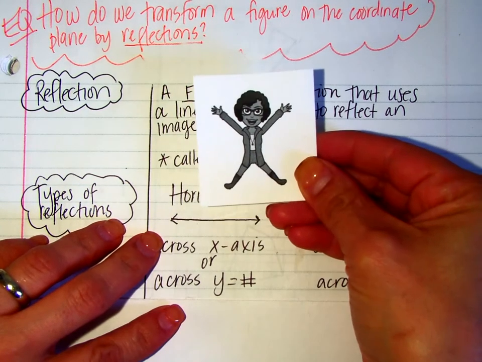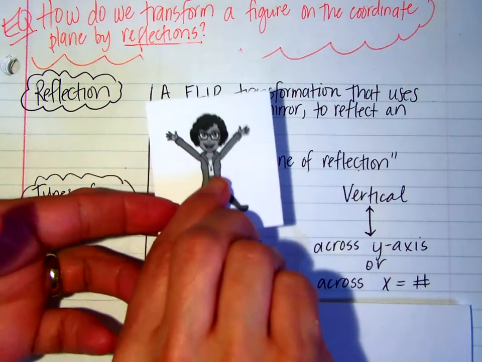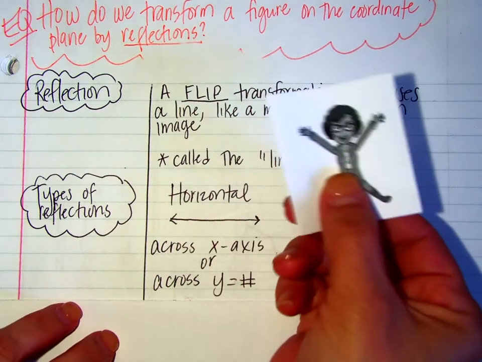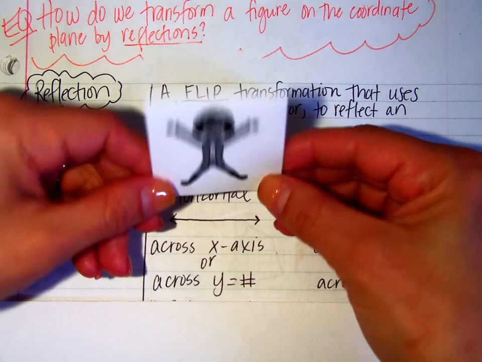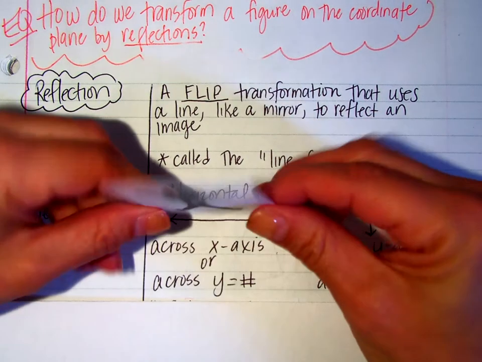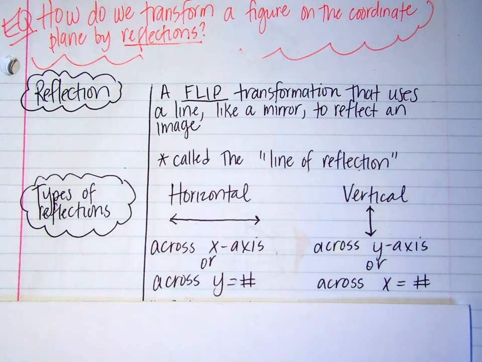That means if I have an image, I'm either going to reflect it across a vertical line like this, or a horizontal line like this. We call that line that we're going to use to reflect the line of reflection. And we do have types of reflections that we're going to be using. We're only going to be using horizontal and vertical lines of reflection.